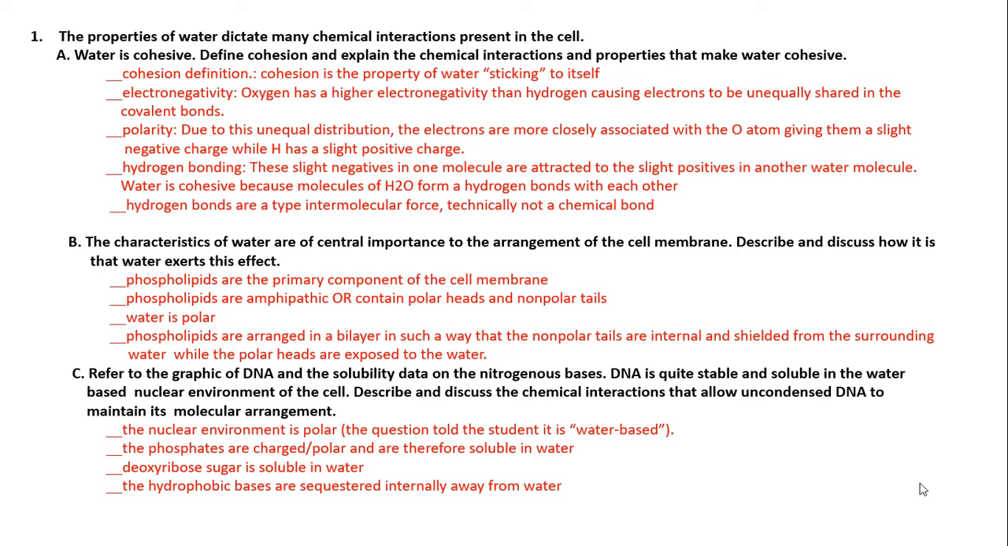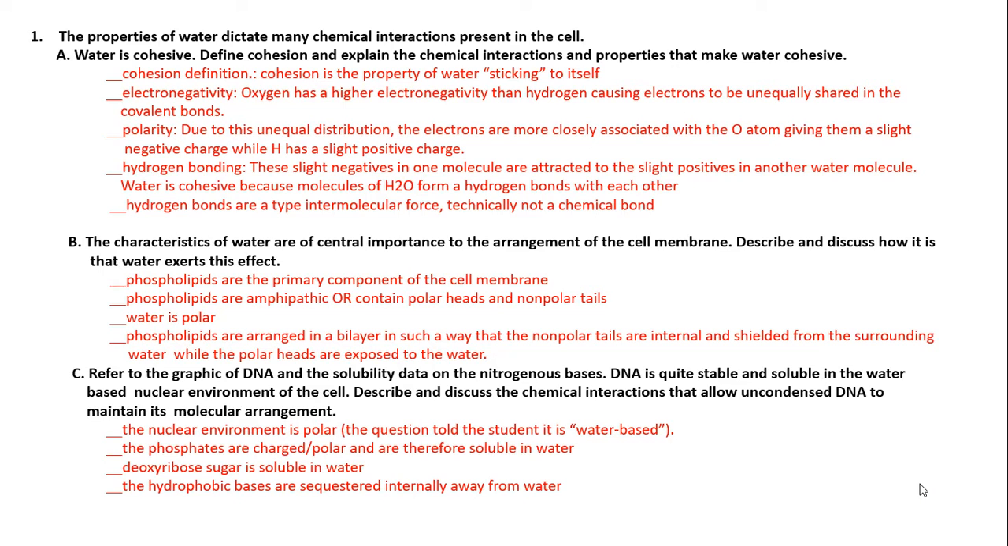So the first piece is here. It says water is cohesive. Define cohesion and explain the chemical interactions and properties that make water cohesive. So you had to talk about what cohesion is, the property of water sticking to itself. Same molecules are bound to each other, and it occurs through hydrogen bonding. Why does this happen? Because water is polar, right?